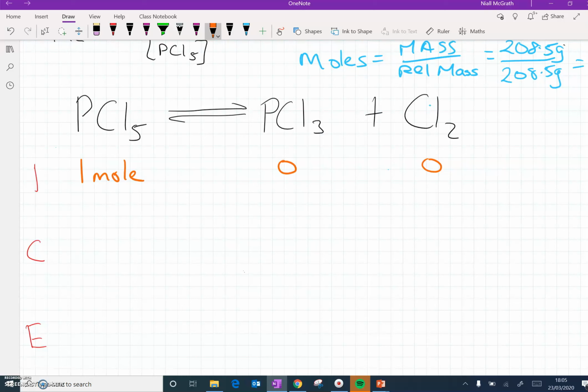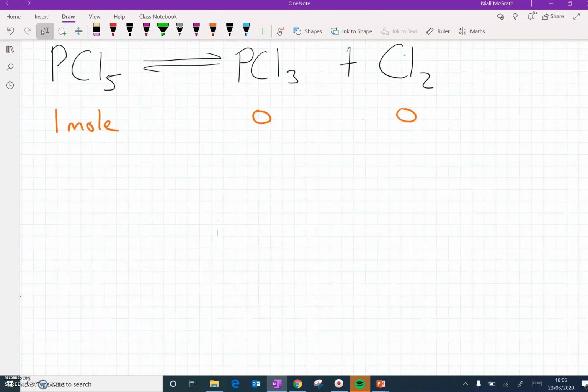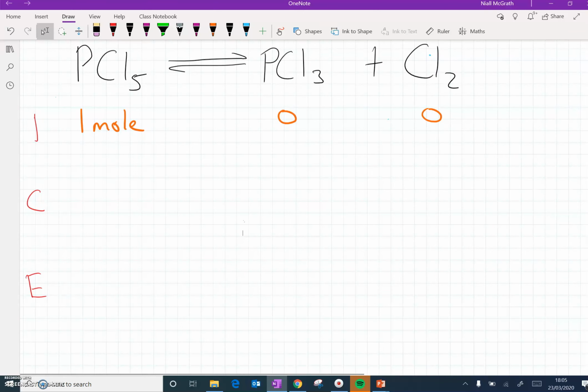Our change then, we're going to substitute in a letter. Usually in maths we would substitute in x for an unknown, so here we're going to do the exact same thing. Here we're going to have 1 and have minus x. Because this is all in a 1:1 ratio, we don't have to worry about that. Here we're just going to have plus x, and we're going to gain an x here as well over the period of this reaction.